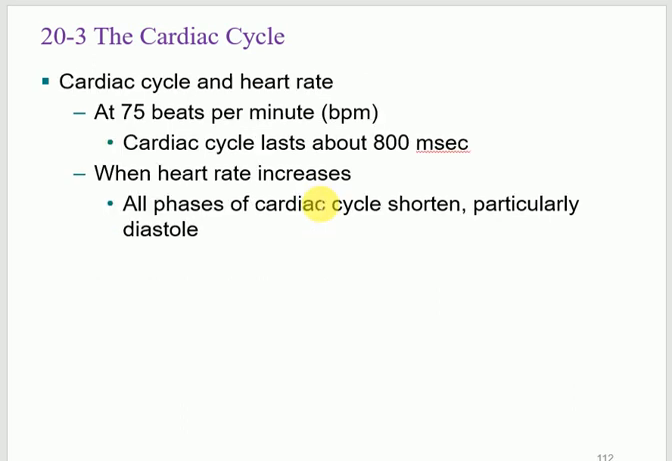Heart rate 75, we take it as an average. Of course, you don't have to be 75. Anything between 60 and 90 is okay. But 75 is the average. And when the heart rate increases, the cardiac cycle shortens like this.